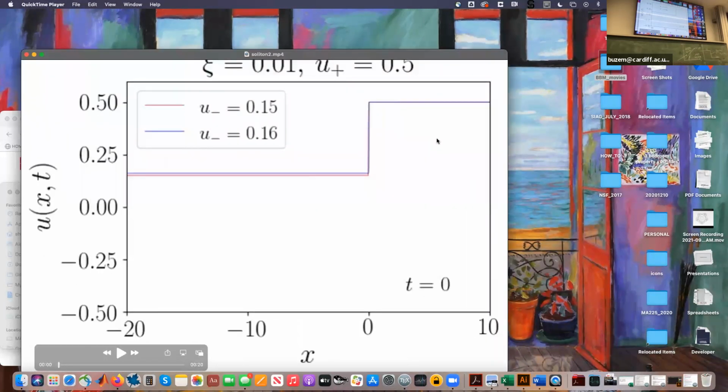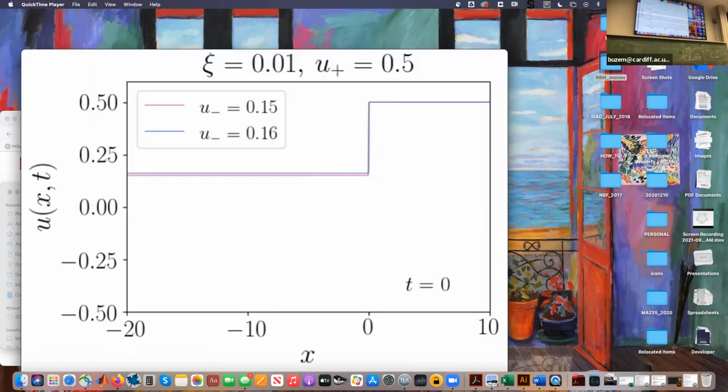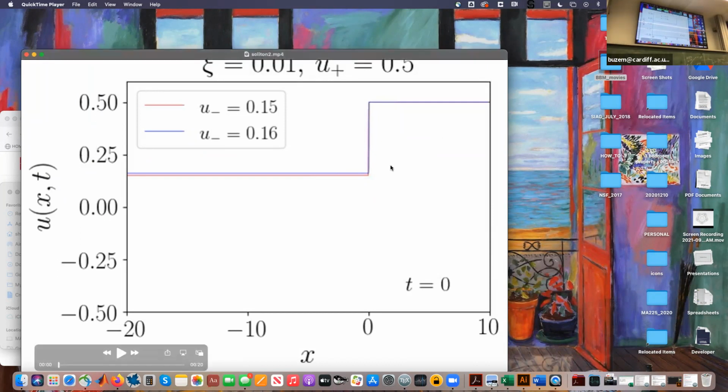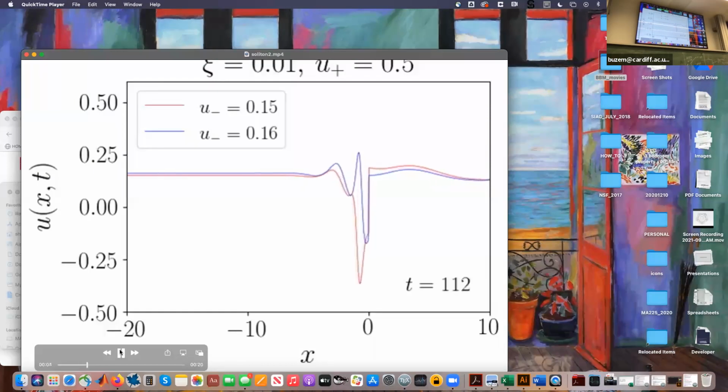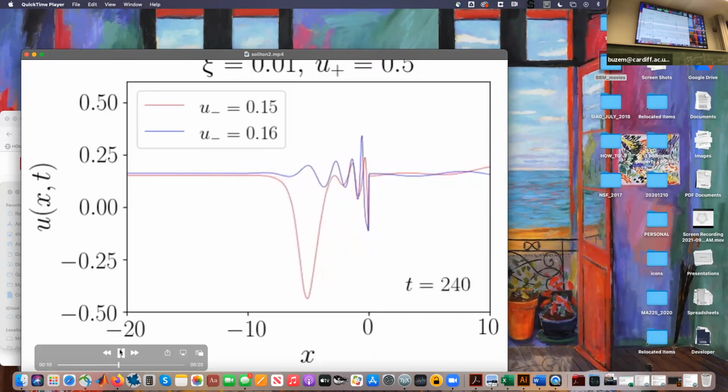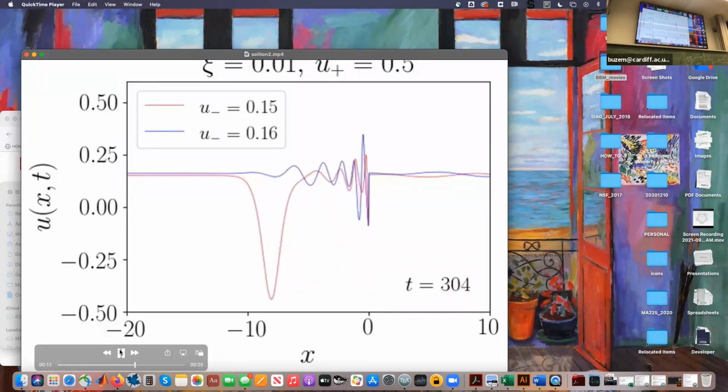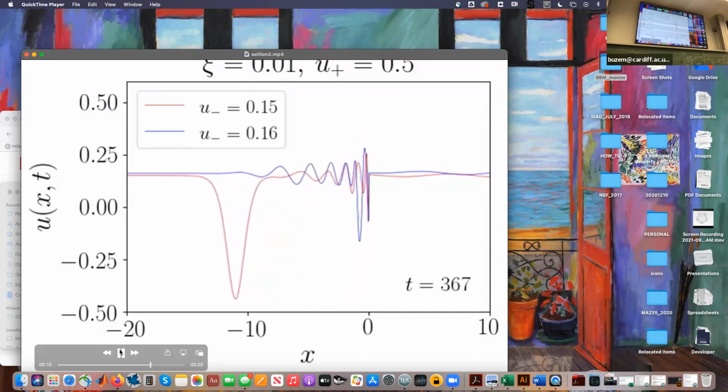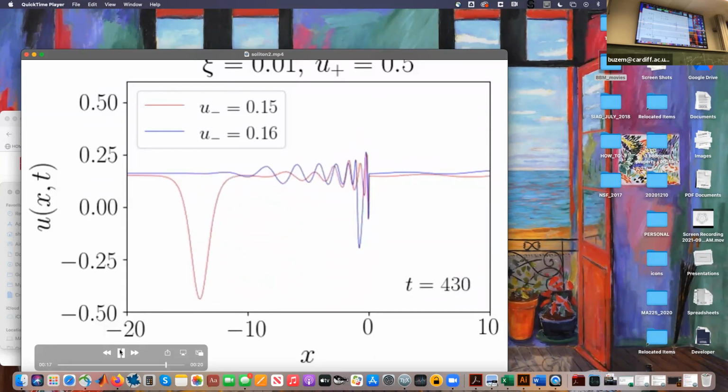Okay, so I've got two values of U minus. U plus is 0.5, and the two values of U minus are 0.15 and 0.16, and they're in different colors. Okay, and this was when we were trying to discover where this threshold is. So let me play you the movie. There's the big dip, the short time behavior, and the blue curve, which is the larger value of U minus above the threshold, is evolving into a linear wave, and the red curve also has a small linear wave, but it has this solitary wave taking off.